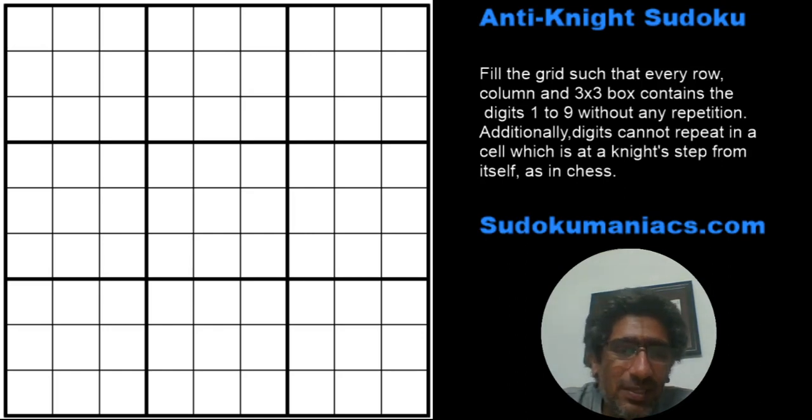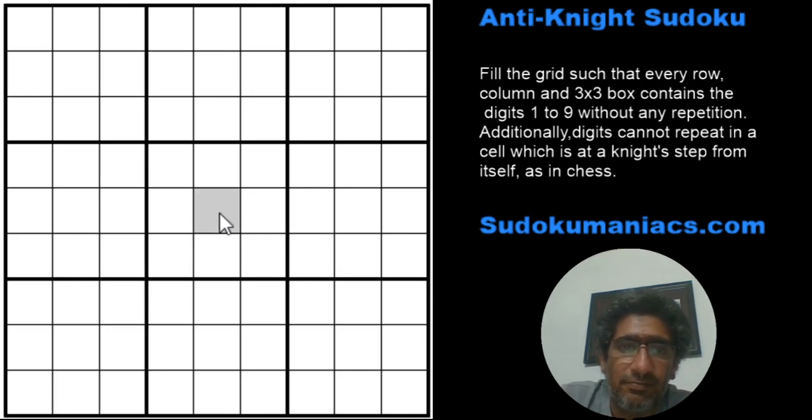So the rules, I'll just go over them once again. Rules of classic Sudoku apply, that is, a digit cannot repeat in any given row, column, or a 3 by 3 bold outlined box. Additionally, a digit cannot repeat at a cell which is at a knight's step from itself.